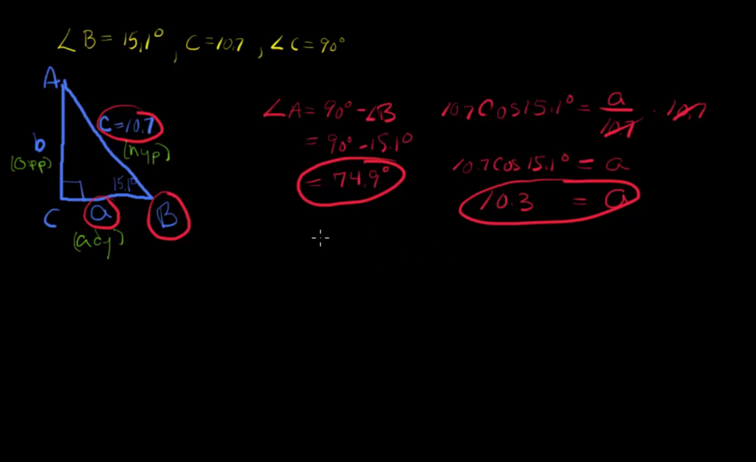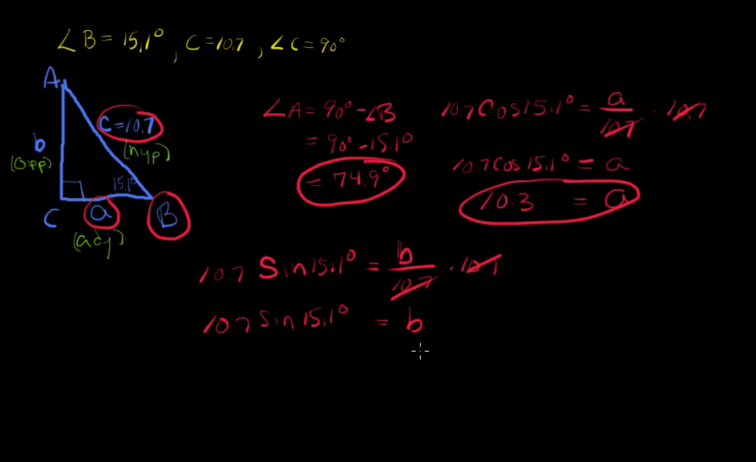And then finally for side B, we can go ahead and see that we have the opposite side that we're trying to find. We know the hypotenuse, and that of course should bring up sine. So the sine of angle B, which is 15.1 degrees, should equal the opposite side, side B, divided by the hypotenuse, 10.7. Again, we can multiply by 10.7 on both sides to solve for side B. So B would be equal to 10.7 times the sine of 15.1 degrees, in which case B turns out to be approximately 2.8.